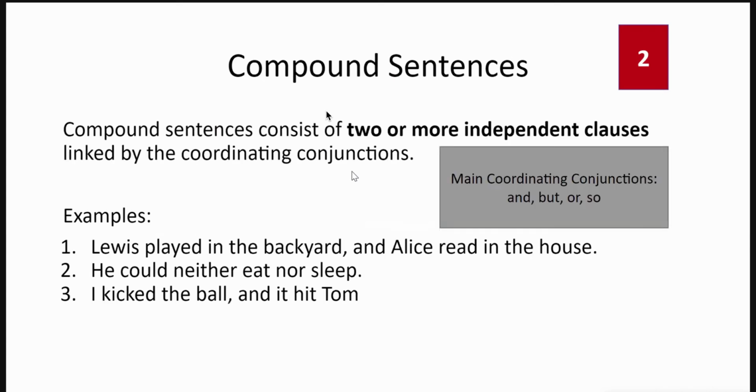While compound sentences consist of 2 or more independent clauses linked by coordinating conjunctions. Jadi there are some coordinating conjunctions, but the main words are and, but, or, so. Ini yang umumnya dipakai untuk menggabungkan kata sehingga terjadilah compound sentences. Contohnya bagaimana? Louis played in the backyard, and Alice read in the house.